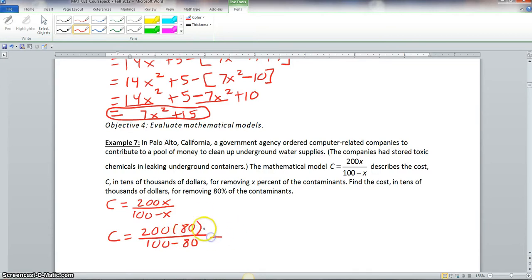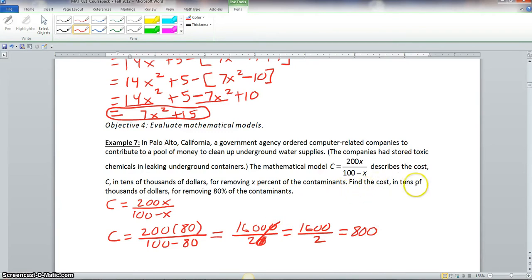So now we multiply. 200 times 80 is 16,000, divided by 100 minus 80, which is 20. Now we could simplify this here. Now remember, we could divide the numerator and denominator by 10. So this will simplify out these zeros. And then we will have 1600 divided by 2. Now 1600 divided by 2 is actually 800.